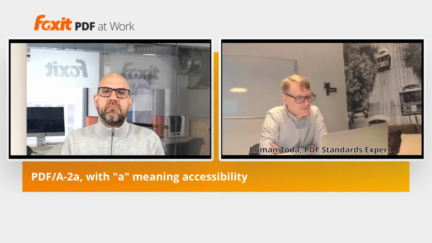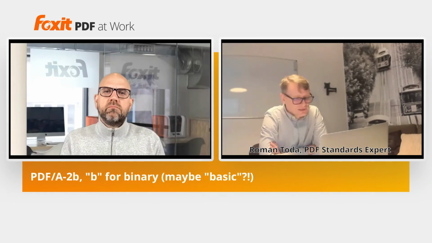So you may have a PDF A file, an archival file, and you may claim that this file is also accessible. So it does have all the structure inside it. And that's what the small a is. If you look at the PDF A2B, it means binary, I guess. Never really figured that one out. It's just B. It's just B, okay.